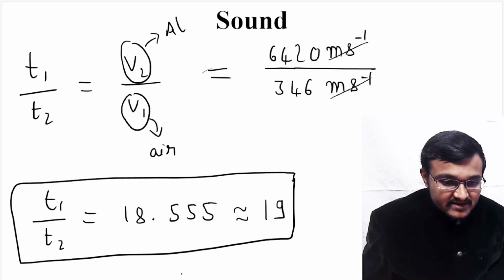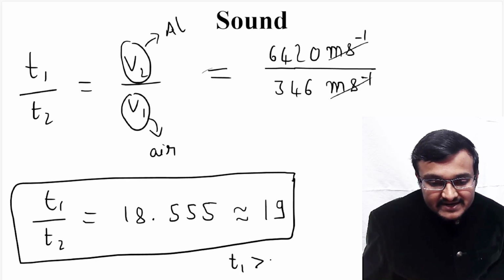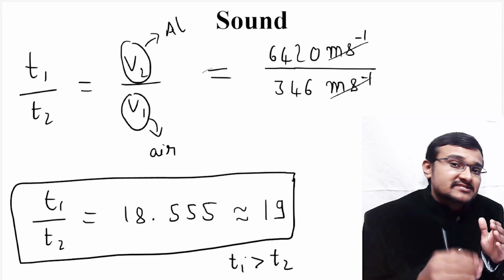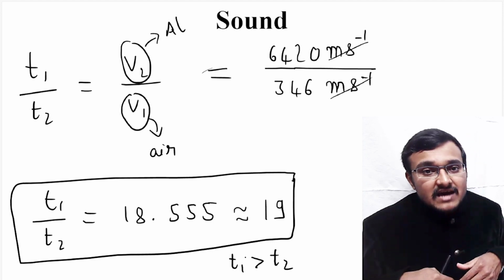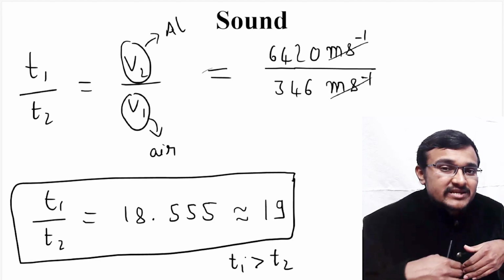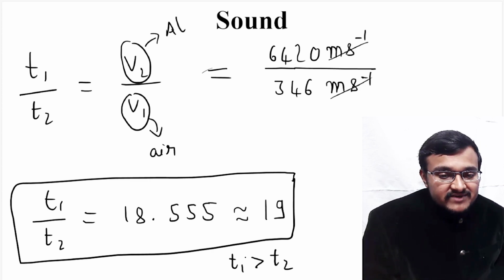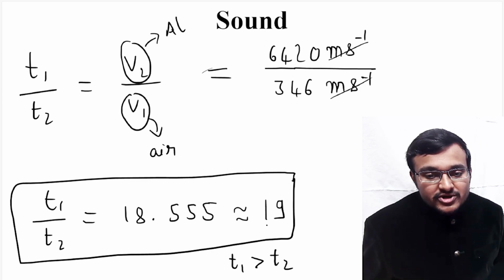So that means here T1 is greater than T2. That is, the time taken in air is more than the time taken in aluminium, because the speed in aluminium is more compared to the speed in air. So that's why when you take T1 by T2, you are getting 19.